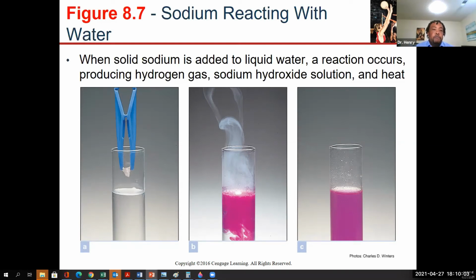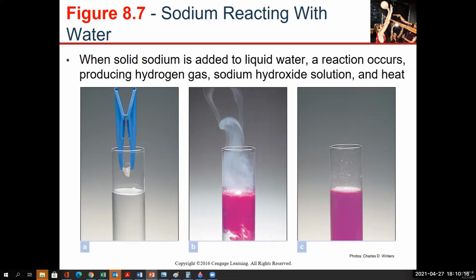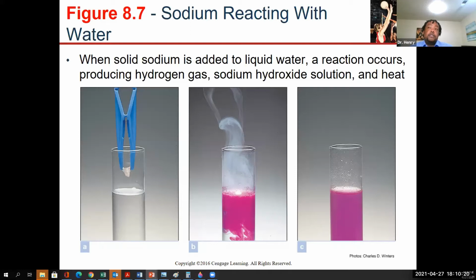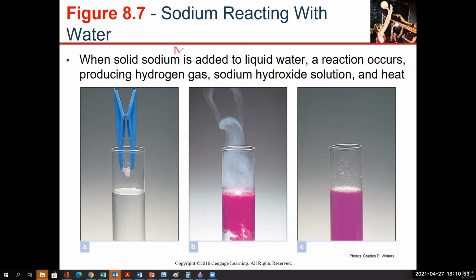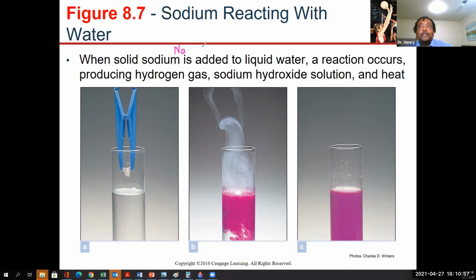So when we have this chemical reaction that's given to us, sodium reacting with water. So we have sodium metal added to water. A reaction occurs producing hydrogen gas and sodium hydroxide and heat. So we write chemical equations to show this reaction. What would be the chemical equation for this reaction? What is the chemical symbol for sodium? Na. Yes. So Na plus H2O. Okay, that is good, right?